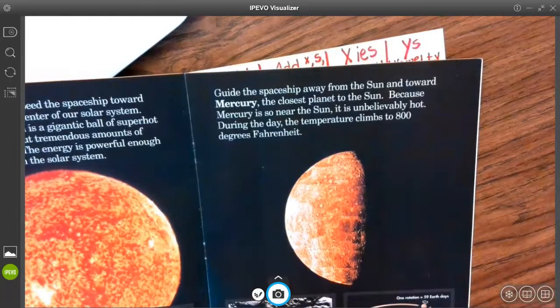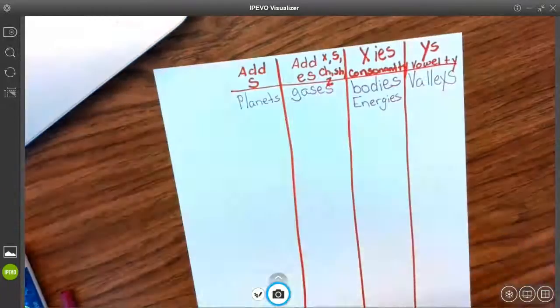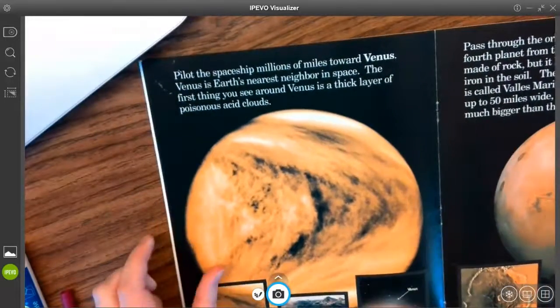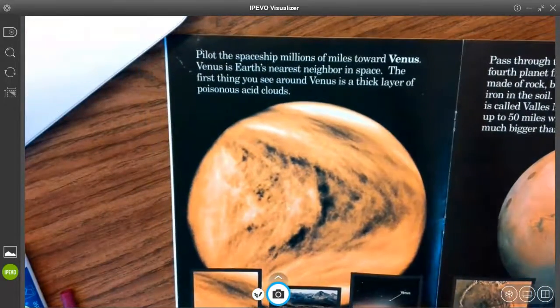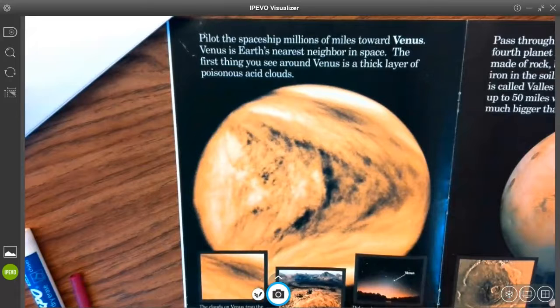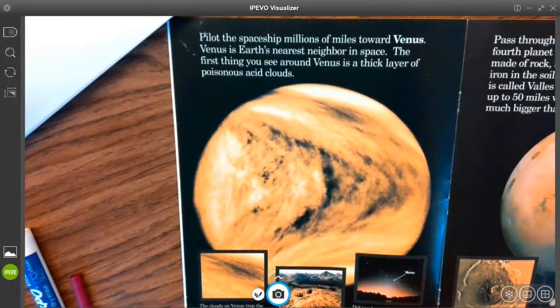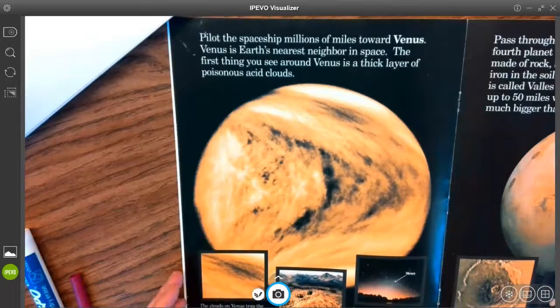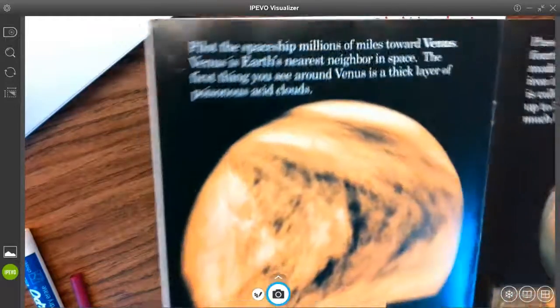Guide the spaceship away from the sun and towards Mercury, the closest planet to the sun. Because Mercury is so near the sun, it is unbelievably hot. During the day, the temperature climbs to 800 degrees Fahrenheit. Pilot the spaceship millions of miles towards Venus. Venus is Earth's nearest neighbor in space. The first thing you see around Venus is a thick layer of poisonous acid clouds.